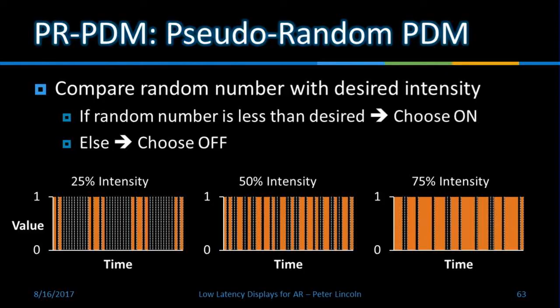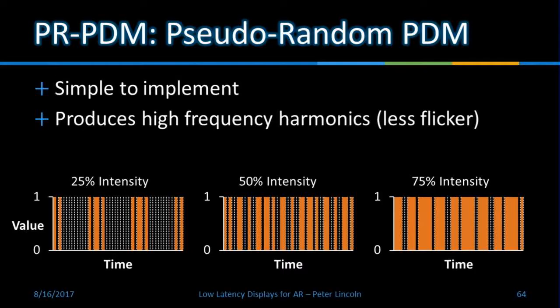So the way this works is we compare a random number with the desired intensity. If it's less than the desired intensity, we choose on. If it's more than the desired intensity, we choose off. Or if it is the desired intensity, we also choose off. It makes it very simple to implement, and it produces high-frequency harmonics, so we avoid that flicker issue.